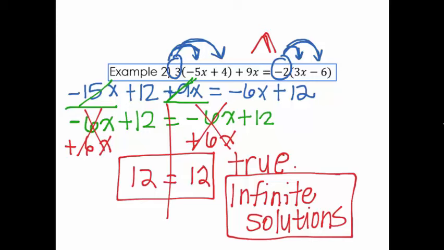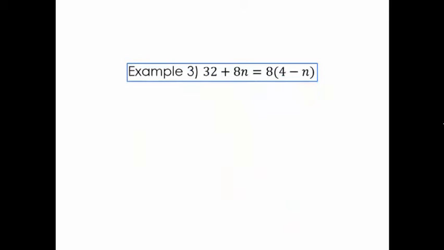All right, we're going to work out that one last example. Example 3. We have 32 plus 8n equals 8 parentheses 4 minus n. I'm going to start with distribution the same as I had before with this 8.